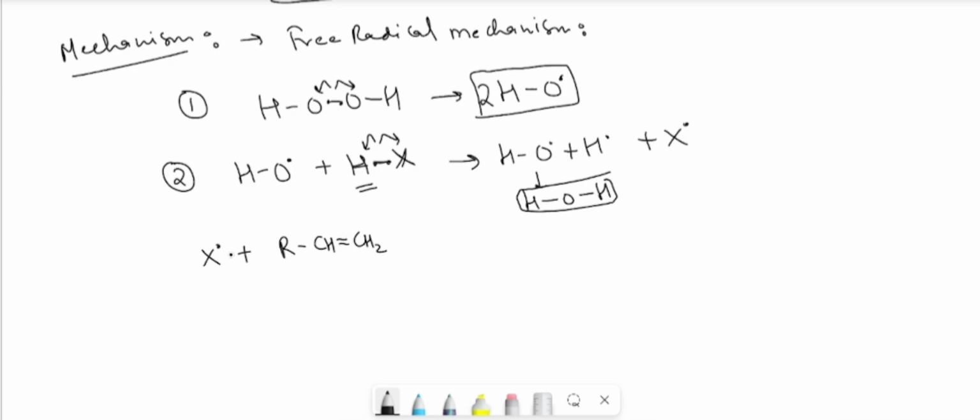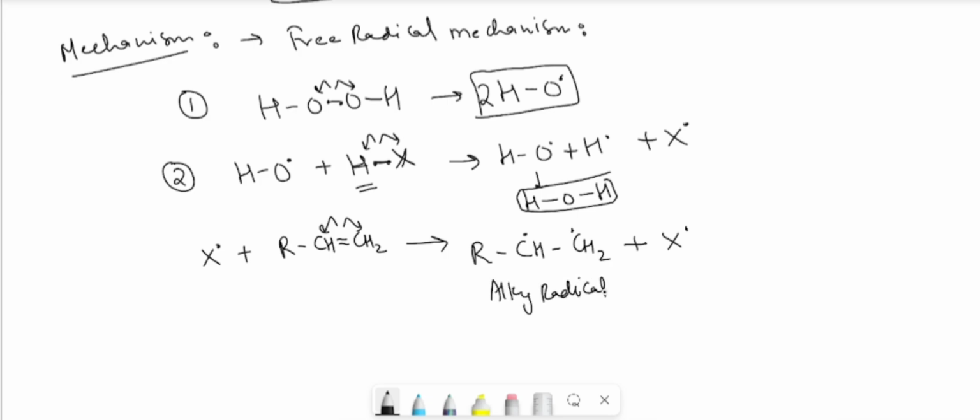As you know, this radical will break this double bond homolytically. When we break it homolytically, what will happen? In RCH and CH2, there would be a radical on this carbon and another radical on this carbon. The X radical will attack the molecule, sorry, the alkyl radicals.